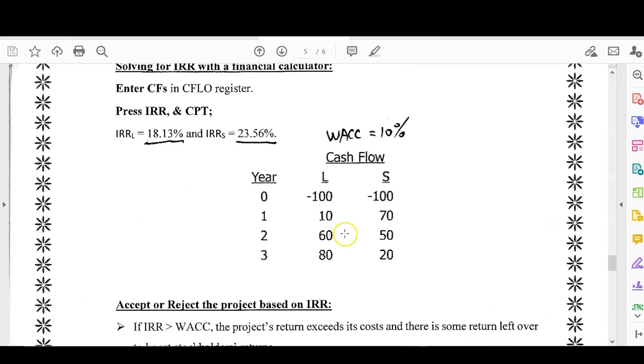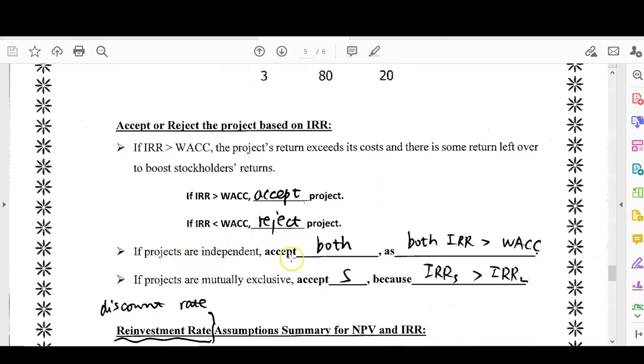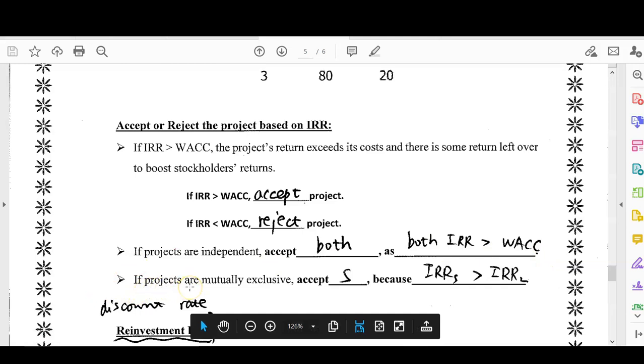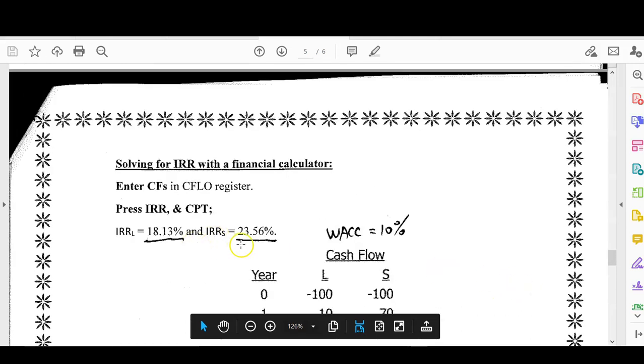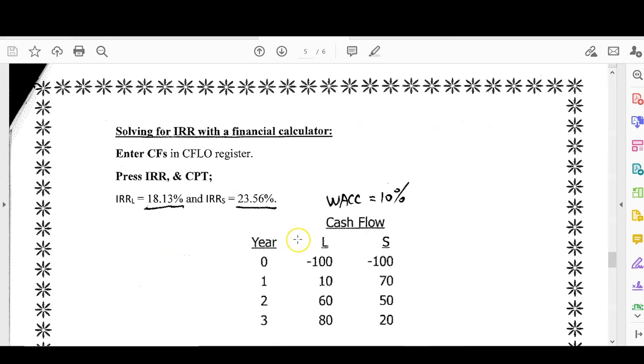Okay, here we can see that both projects have a higher IRR compared to our WACC. So we should accept both of them if they're independent from each other, because both IRRs are larger than WACC. However, if projects L and S are mutually exclusive, which means we can only accept one of them, we would accept S because S has a higher IRR than L. S has an IRR of 23.56. L has an IRR of 18.13. So if these two are independent, we accept both. If they're mutually exclusive, we accept the one with the higher IRR, which is S.